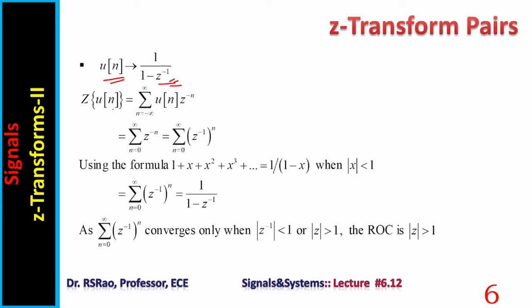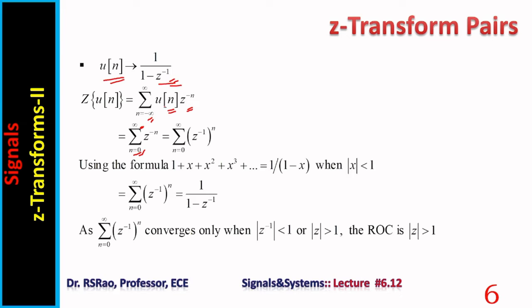Z transform of u of n is equal to sigma n equal to minus infinity to plus infinity u of n z power minus n. It is equal to sigma n equal to 0 to infinity. Notice the change in the lower limit. Earlier it is minus infinity, now it is 0. Reason is the step function is 0 on the negative time side. Therefore, from minus infinity up to 0, the product u of n z power minus n is 0. Therefore, the summation needs to be from 0 to infinity.